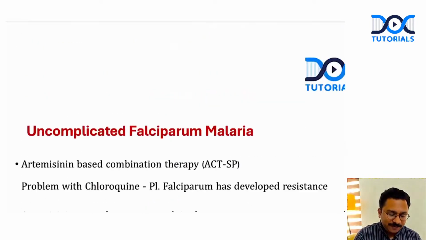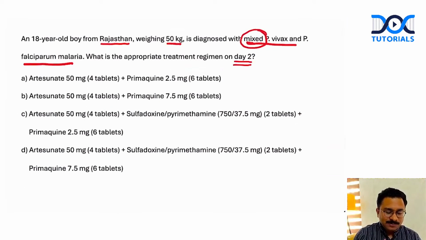Now what you have to understand is, when it comes to this particular case where you have got a mixed infection, Vivax and falciparum, so what are you going to give? Are you going to give chloroquine? No. You're going to give an artemisinin based combination therapy, and it is going to be artesunate plus sulfadoxine pyrimethamine. But what makes this question interesting is that they are asking specifically on day 2.